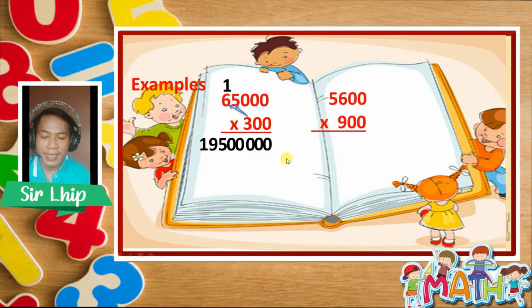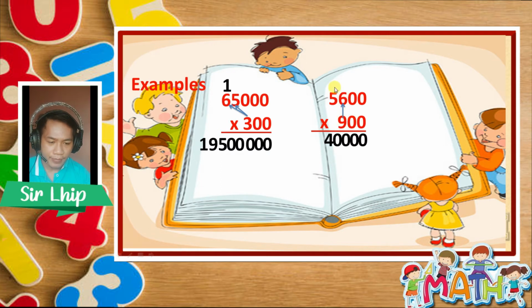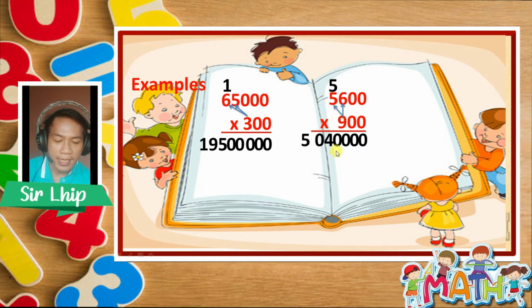5,600 times 900. Count the zeros: 1, 2, 3, 4. We have 4 zeros. Then multiply 9 times 6 equals 54, carry 5. 9 times 5 equals 45 plus 5 equals 50. Thus, the product is 5,040,000.